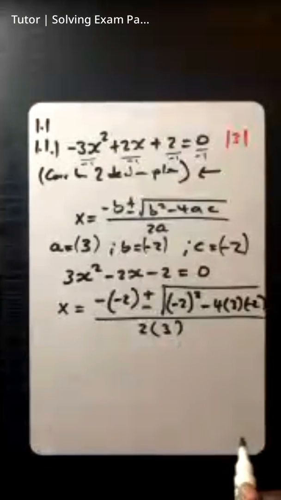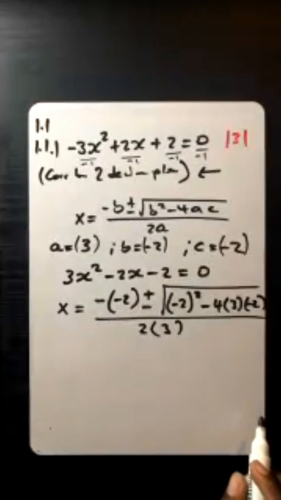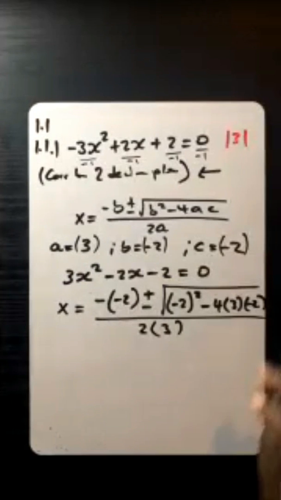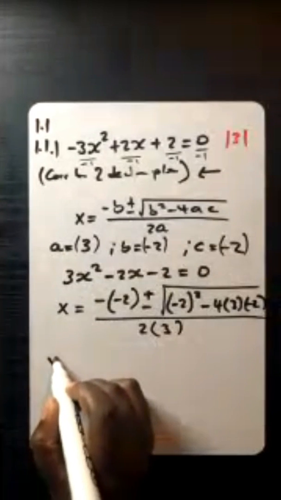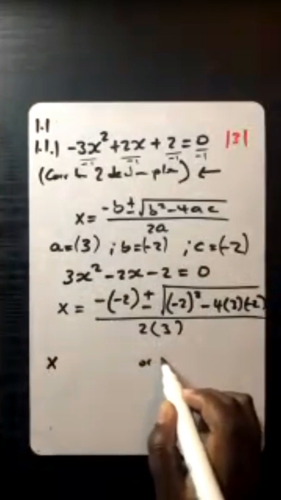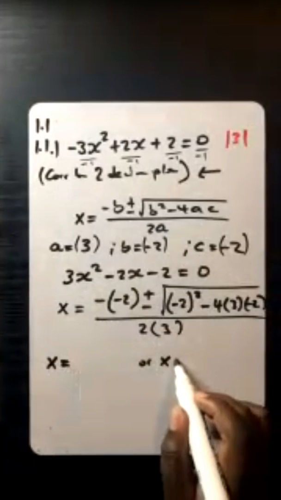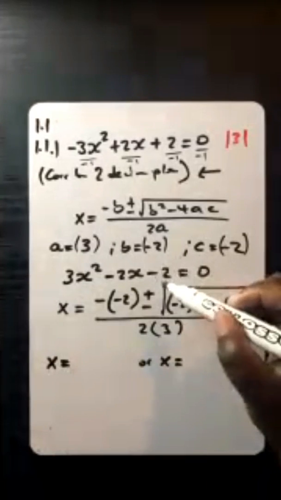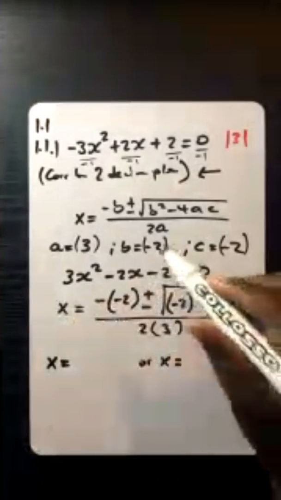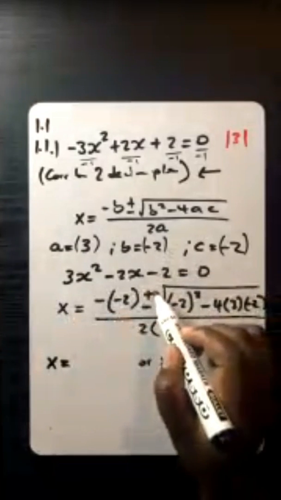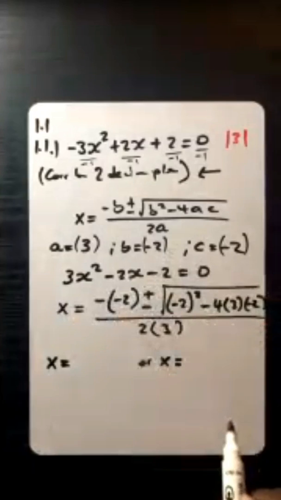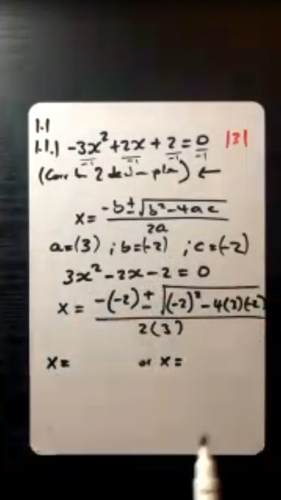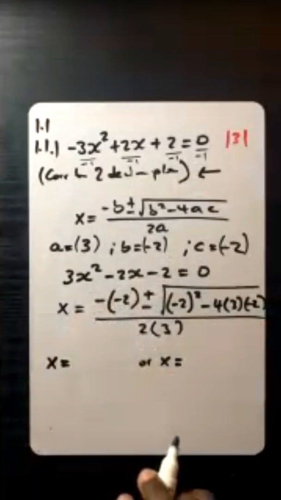All of that divided by 2 into A, which is, what is it? It's +3. So now, after substituting, ladies and gentlemen, you therefore give two values of x. Why? Because remember, we are saying the x value equals the whole of that using a positive sign or using a negative sign.